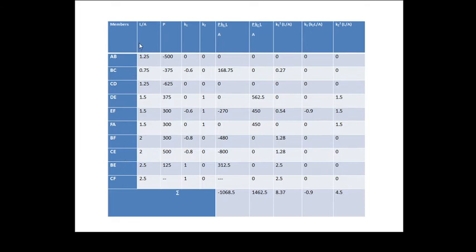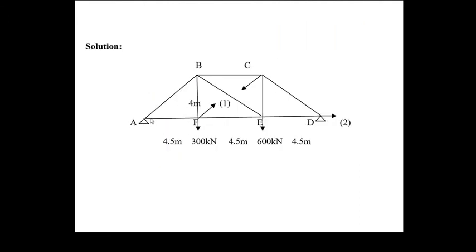Then L by A. What is that? For the truss, we can calculate small delta, that is deflection, equal to PL by AE. In that case, first we discuss L by A, length by area. What is the length here? For example, for AB, you see the truss member AB.